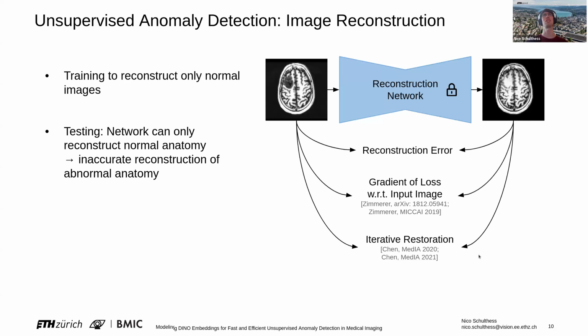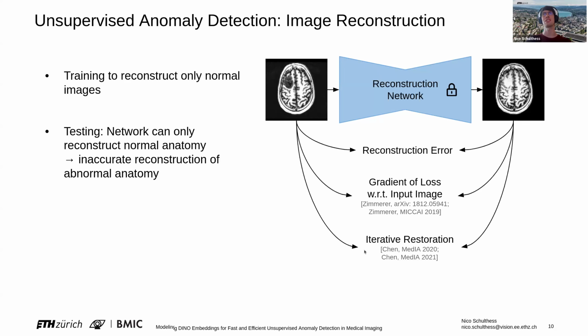And as I already mentioned before, when you feed one of these reconstruction networks an image with a certain pathology or an abnormal structure, ideally this gets replaced by a normal-looking anatomy. And this deviation or replacement can be highlighted, for example, in the reconstruction error. Or other works also use the gradient of the loss with respect to the input image.